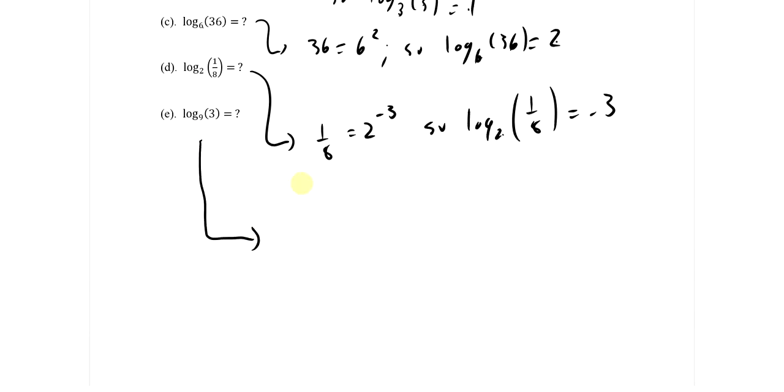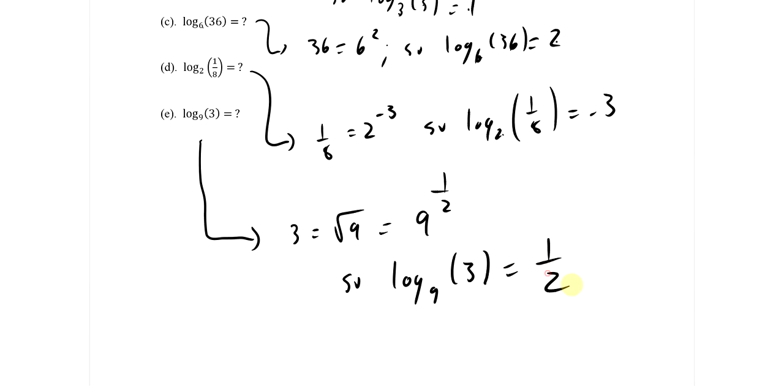What's log base 9 of 3? Well, 3 is the square root of 9. What power is that? That's 9 to the 1/2 power. So that's my logarithm, right? 9 to the 1/2 power equals 3. So log base 9 of 3 is 1/2.